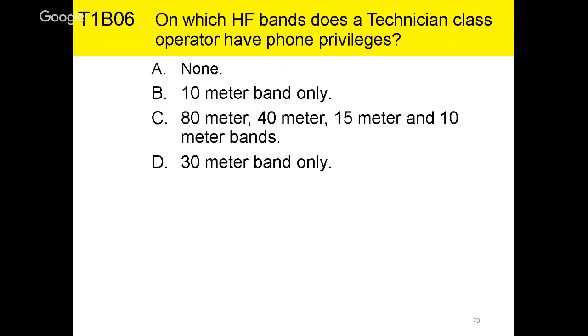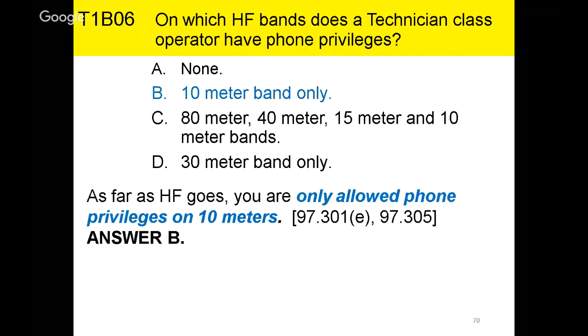On which HF band does a tech class operator have phone privileges? There's only one HF band that your tech license will allow you to operate voice or phone privileges on, and that's 10 meters, and it's only from 28.3 to 28.5. However, you do have access from 28 megahertz up to 28.5 megahertz. The only thing is that from 28 to 28.3 is CW. So your phone privileges are 200 kilohertz wide.